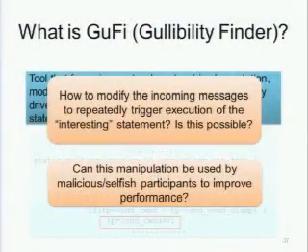So the goal of GuFi is, firstly, how do we modify these incoming messages to trigger execution of these interesting statements, and whether it is even possible to modify messages in such a fashion. And secondly, can this manipulation be used by malicious or selfish participants to improve performance? Intuitively, if these interesting statements allocate some form of resources to a particular participant in the protocol, then if you repeatedly trigger these statements, the resources allocated to that participant would increase, and that node would actually benefit.